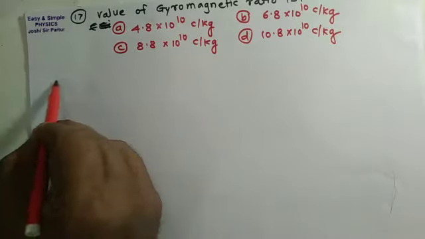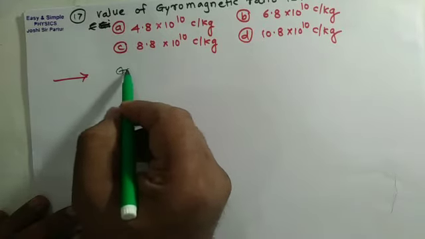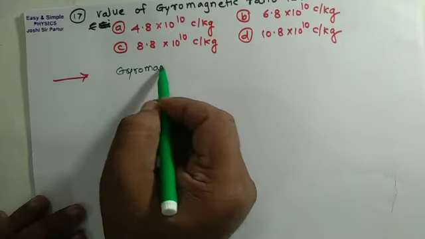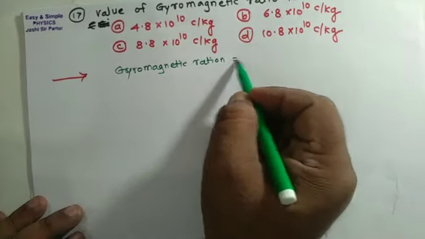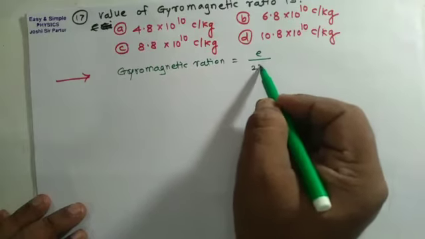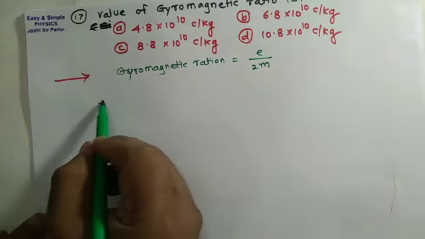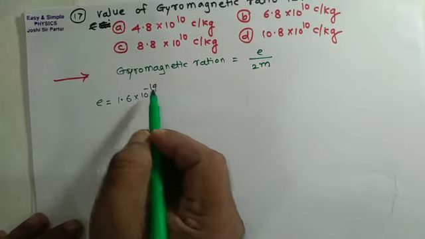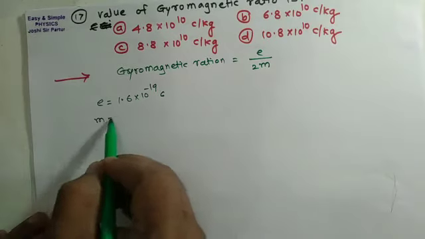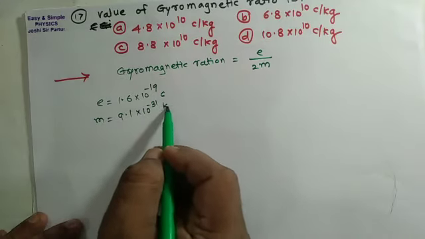Here the gyromagnetic ratio, or magnetic ratio, will be e upon 2m. But here we know the value of e and the value of m. The value of e is 1.6 into 10 raised to minus 19 coulomb, and the mass of the electron is 9.1 into 10 raised to minus 31 kg.